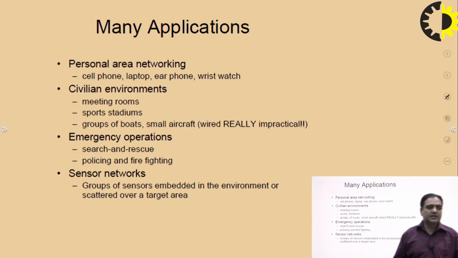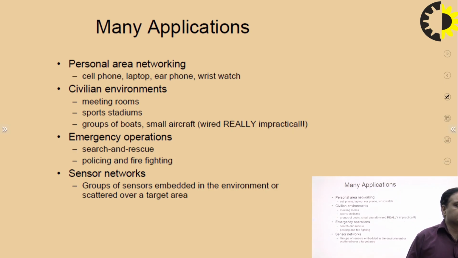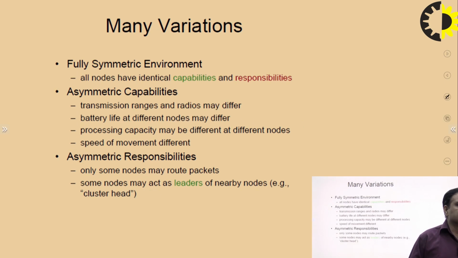Emergency operations: search and rescue, police and firefighting. Sensor networks: groups of sensors embedded in the environment or scattered over a target area. So these are the different domains where we can use this type of technology. That is personal area networks, civilian environments, emergency operations and sensor networks.